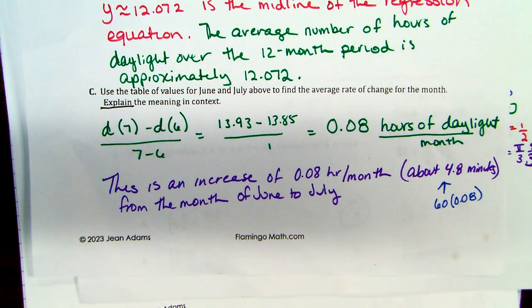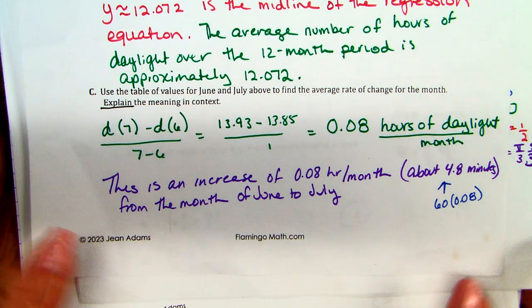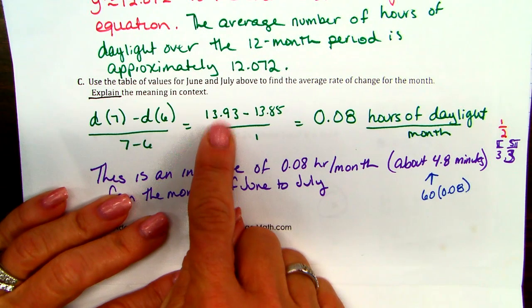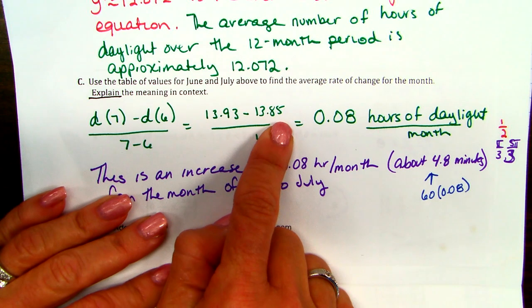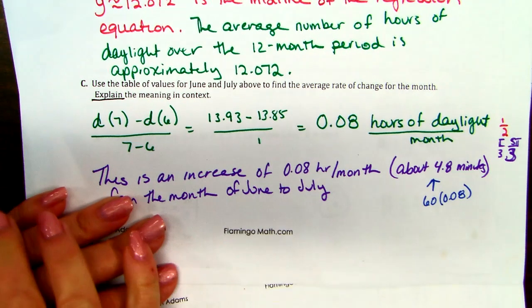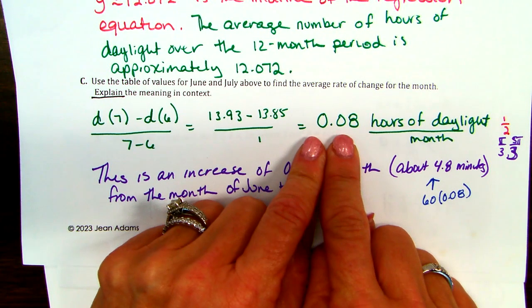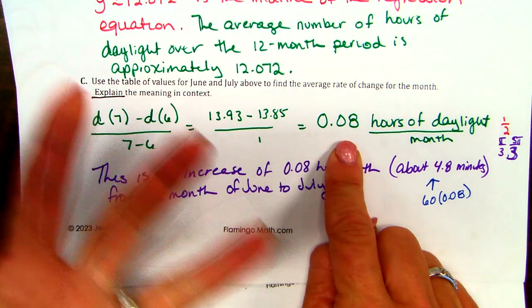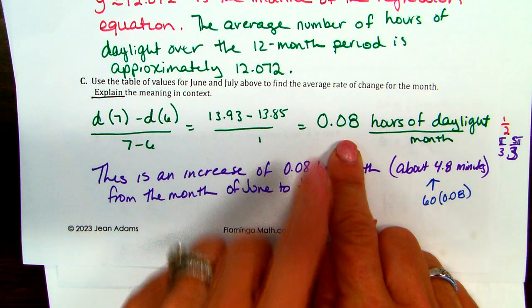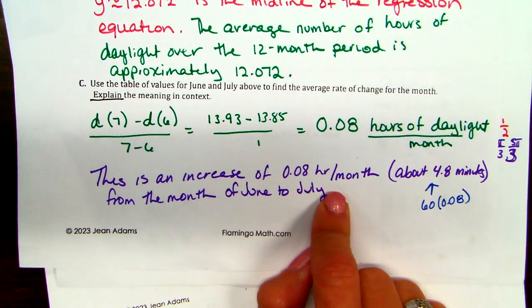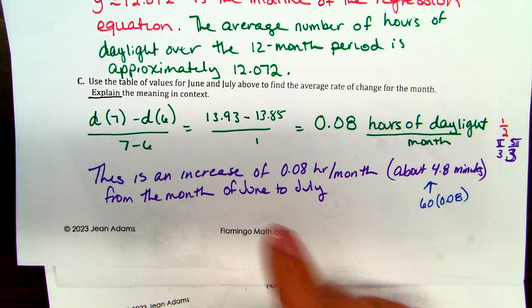Use the table of values for June and July to find the AROC, average rate of change. Okay, so June would be month 6, July would be month 7. So the Y value for July minus the Y value for June, actually it doesn't matter what order you put them in, would be 1 over -1. Either way, you get this many hours of daylight per month. Now, that's the answer, right? But explaining what it means, since it's positive, it's an increase of that many hours per month, 0.08 hours from June to July.